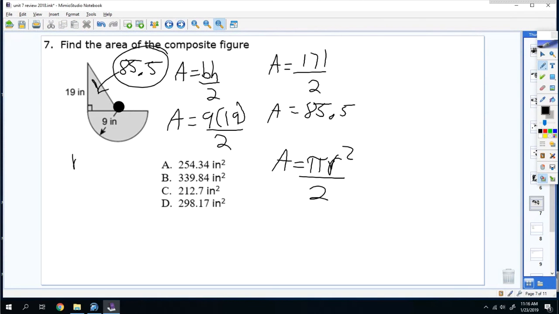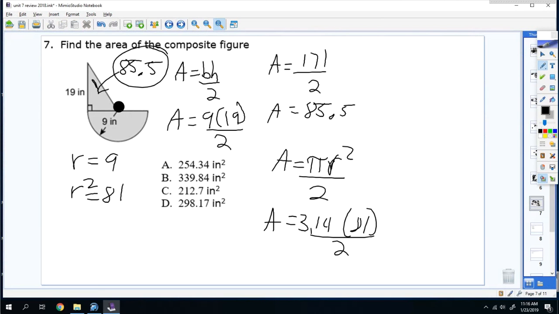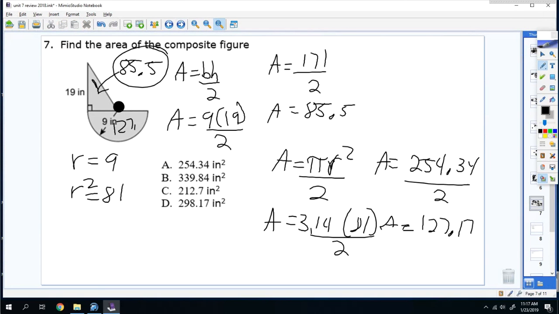The 9 is the radius. So radius squared is 81. So we're going to plug that in. Pi is 3.14 times 81 divided by 2. So 3.14 times 81 is 254.34. Then we divide by 2, which is 127.17. So this is 127.17.